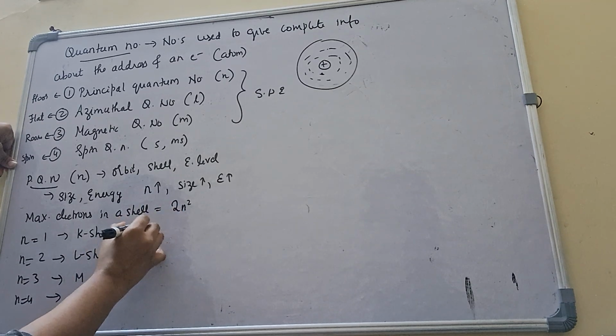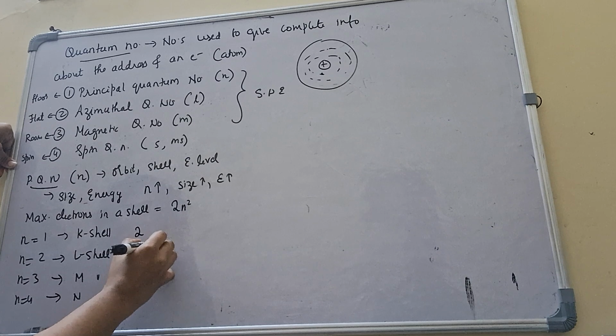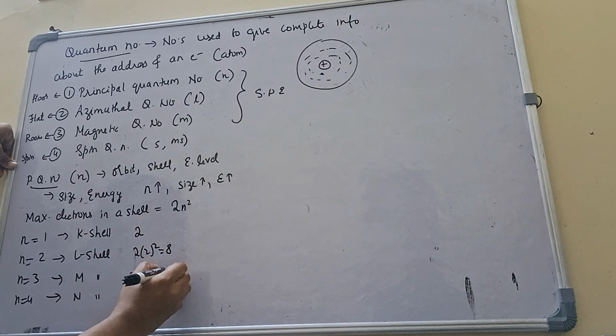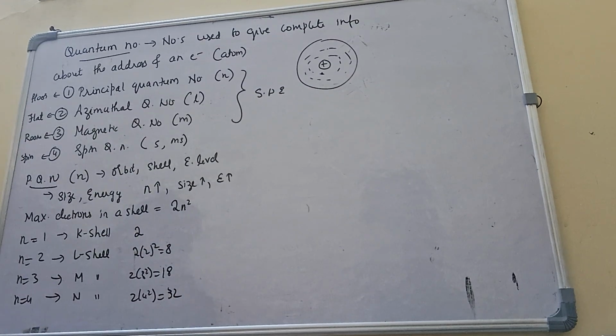If I put n is equal to 1 here, it will be 2. 2 into 2 square will be 8. 2 into 3 square will be 18. 2 into 4 square will be 32. These are the maximum number of electrons in each shell.